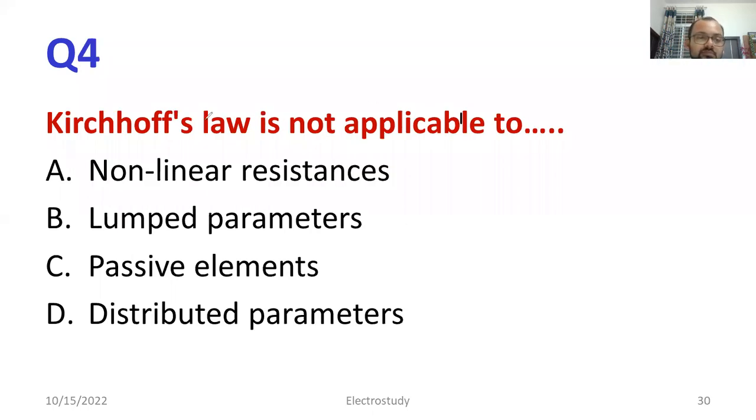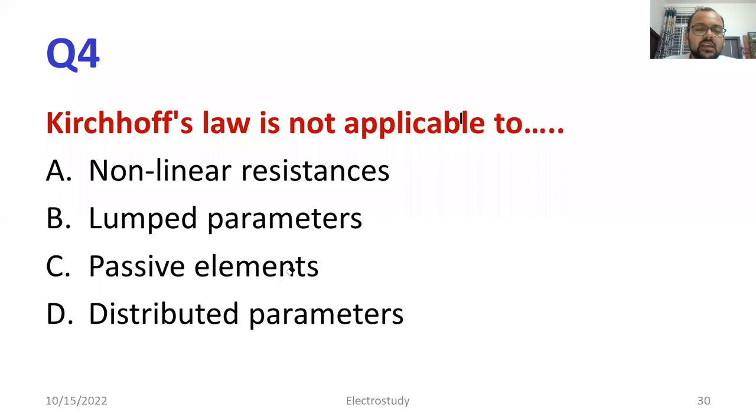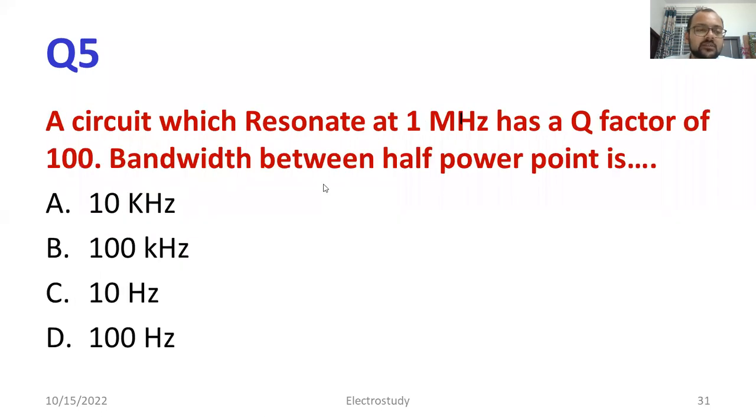Kirchhoff's law is not applicable to: nonlinear resistance, lumped parameters, passive elements, distributed parameters. In case of nonlinear resistance, you can apply KVL, and KCL also you can apply. Passive elements, also no issue. The lumped parameters, that is also possible. But in case of distributed parameters like line charging admittance, shunt admittance, in such cases you cannot apply KVL and KCL, both KVL and KCL. So option D is the right answer.